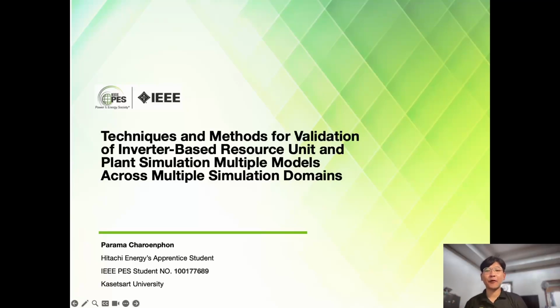Hello, everyone. Welcome to this session where we'll be discussing the techniques and methods for validations of inverter-based resource unit and plant simulation models across multiple simulation domains.